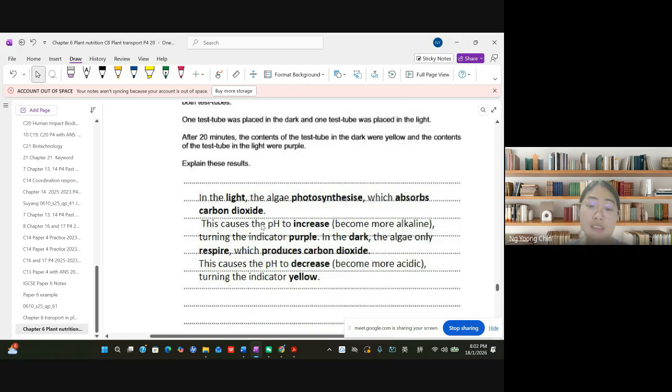Okay, so just write out this one. They do the respiration to produce more carbon dioxide. So this will cause the pH to decrease or become more acidic. So the indicator changes to yellow color.